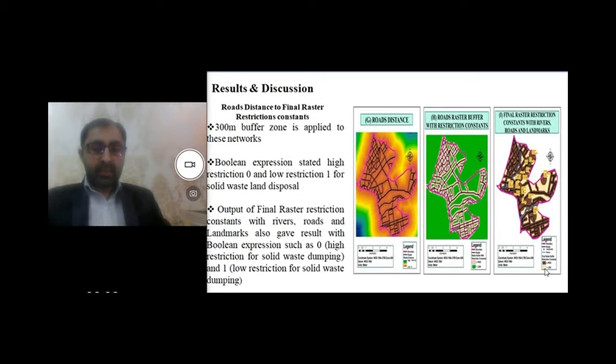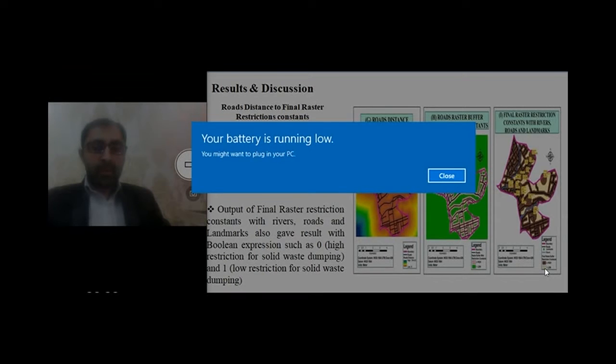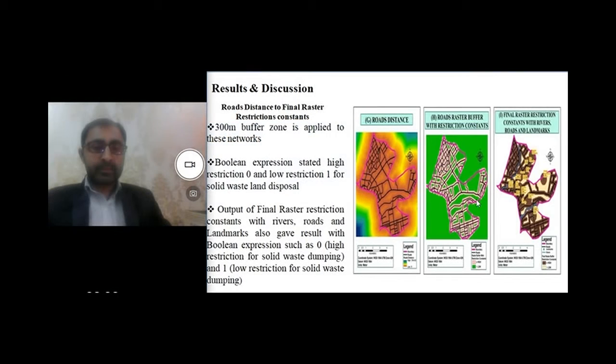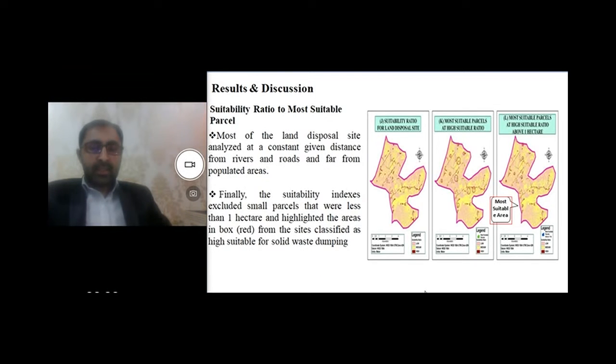A 300 meter buffer zone is applied to these networks. The Boolean expression stated high restriction 0 and low restriction 1 for the solid waste land disposal. Most of the land disposal sites are analyzed at a constant given distance from the rivers, roads and from the populated areas.